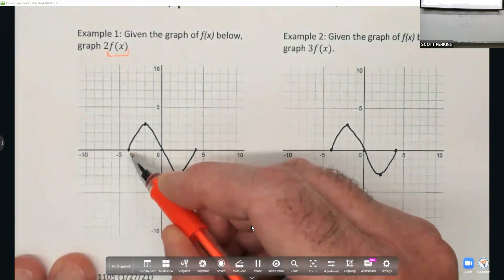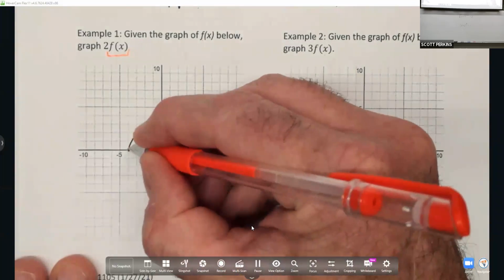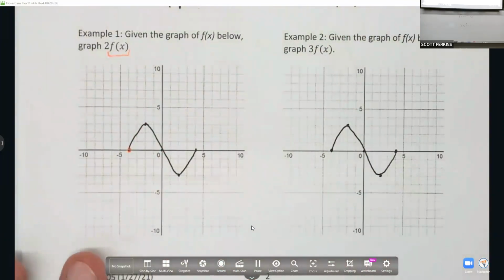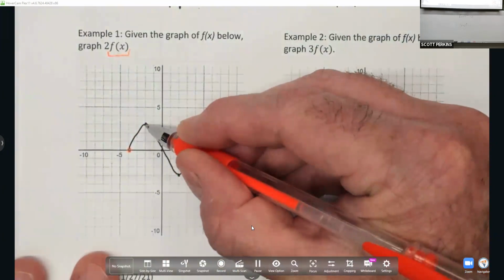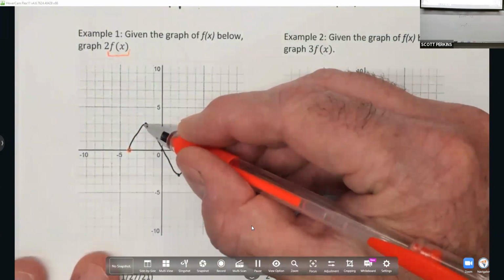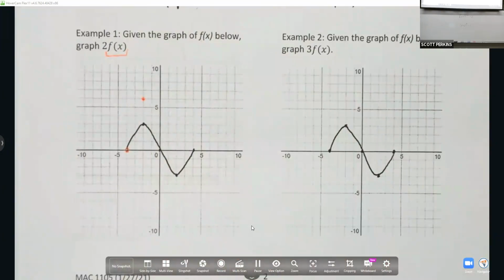What's the y value of this point right here that's on the left? 0. So 0 times 2 stays 0. Remember, stretching does not move the graph. It changes the shape of the graph. What's the y value of this next point? 3. So when I multiply that value by 2, I'm going to make a dot at 6. I don't move the dot up 6 more. I go to the value 6. That's a distinction sometimes students don't grasp right away. So instead of the y value being 3, I double it. The y value becomes 6.